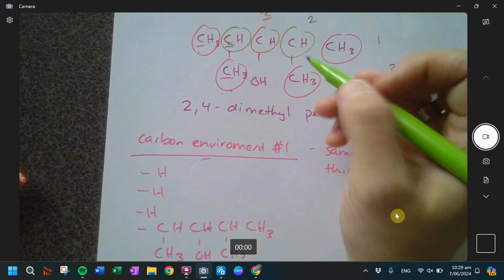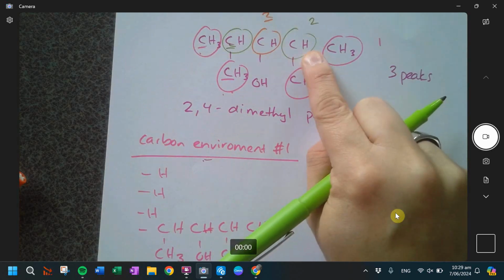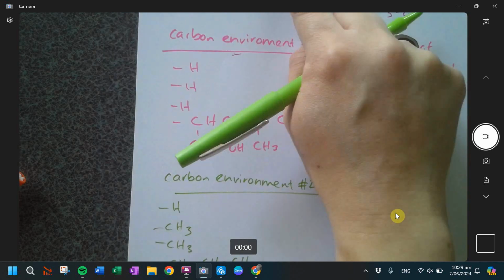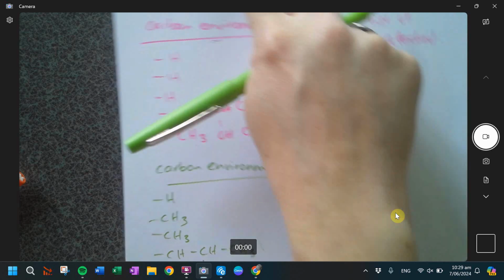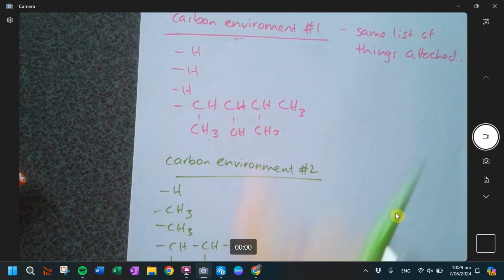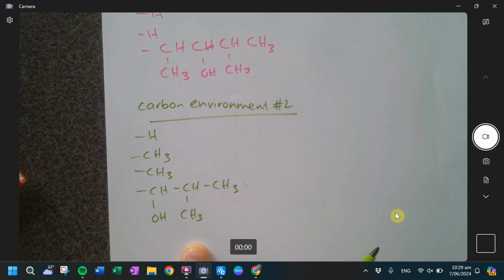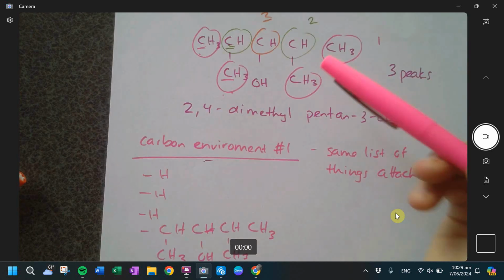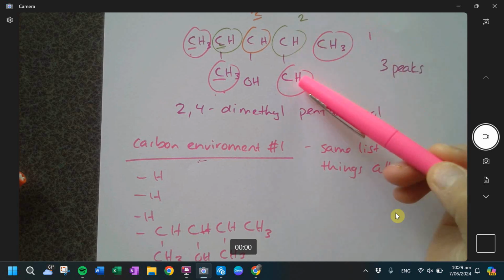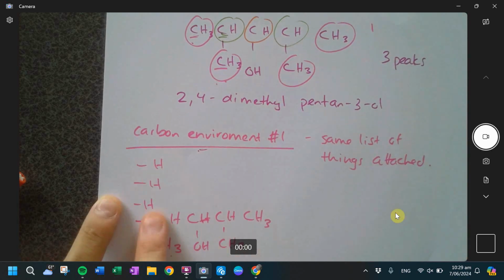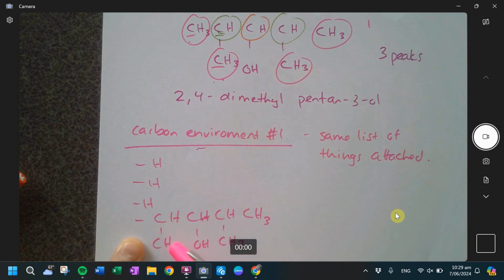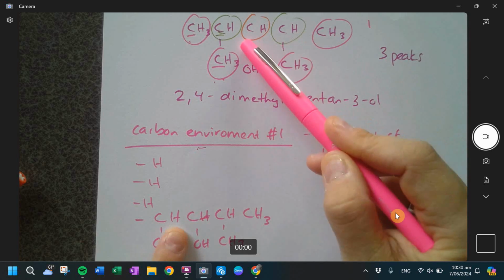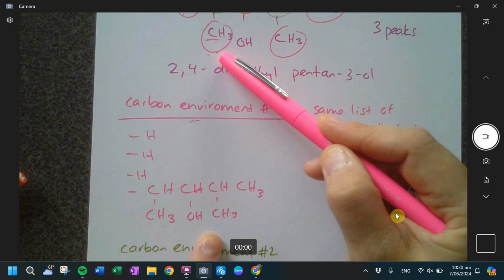And then when I check this carbon over here, does it have the same thing? One hydrogen, two methyls, and then a CH with the OH, a CH with two methyls attached to it. So you're looking to see, is there a repeater structure? When I look at this guy over here, I see three hydrogens, like the first carbon environment. I see that it is attached to a CH. It's got a CH3, and then it's got the CHOH, CH, CH3, CH3.